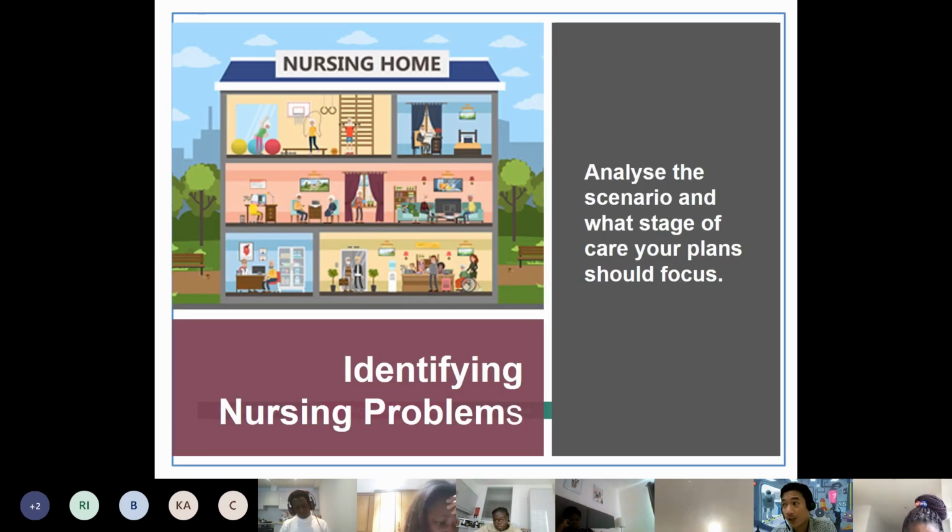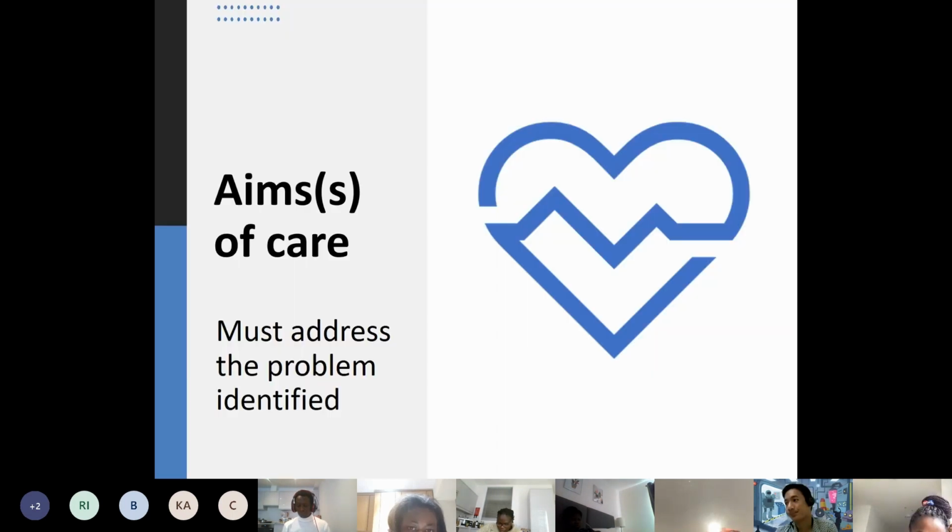When you're identifying the problems, make sure you analyze the scenario. Read the scenario carefully. Let's say in the assessment, it's pre-op. During planning, the scenario might have changed. It's post-op. So make sure you read the scenario carefully. This is where all the fails are coming from, because candidates tend not to read the scenario carefully.